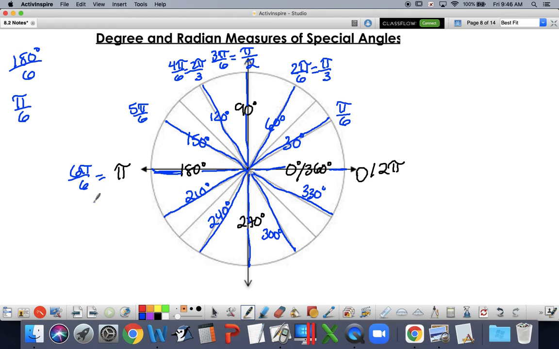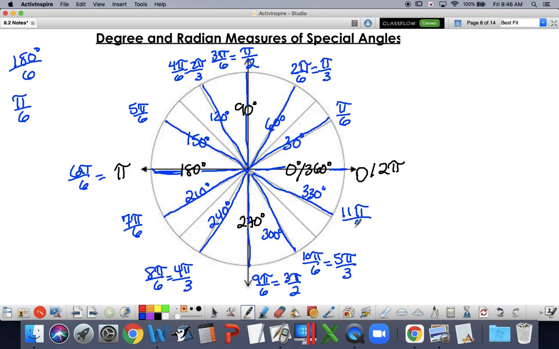Now let's keep going, because I was here at 6 pi over 6. So my next one up would be 7 pi over 6. Notice how I just keep counting up by 1/6. I then have 8 pi over 6, which simplifies down to 4 pi over 3. We have 9 pi over 6 down here, which simplifies down to 3 pi over 2. Here I have 10 pi over 6. I have to keep simplifying these fractions. 5 pi over 3. And last but not least, 11 pi over 6.